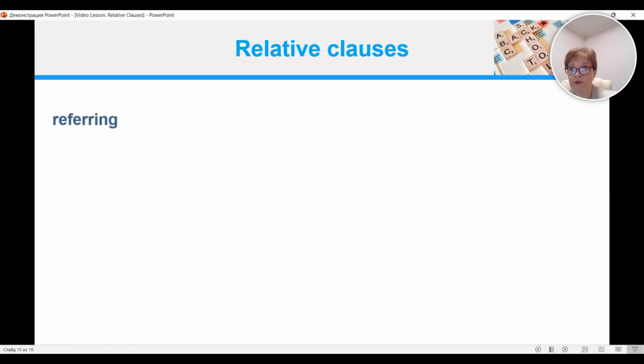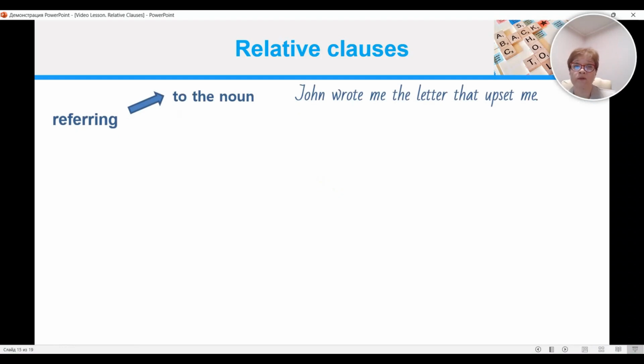Here is one more important tip about relative clauses. Sometimes clauses in the sentences can refer to the noun only. John wrote me the letter that upset me. So I was upset by the letter. Or they can refer to the whole sentence.